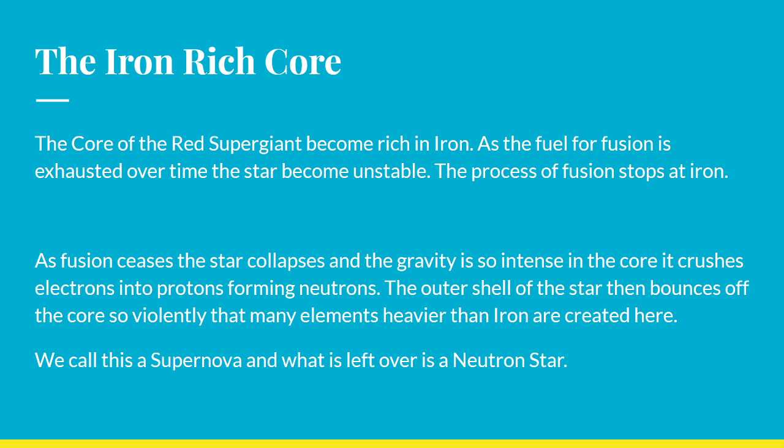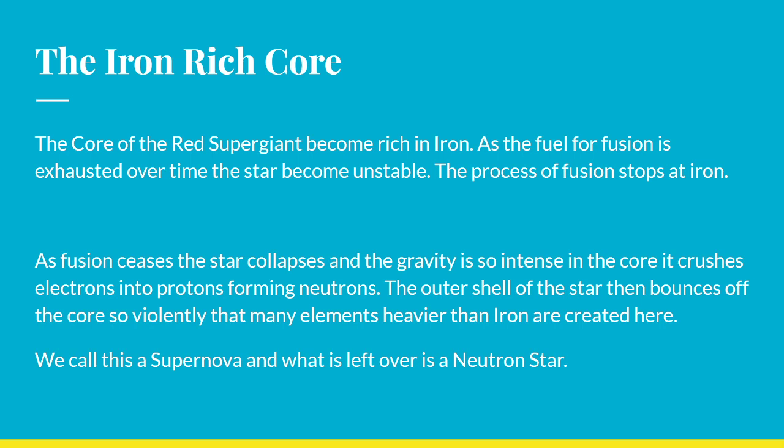And as the fuel for fusion is exhausted over time, as it's fusing all the hydrogen, it's fusing all the helium, it's fusing all the carbon, it's fusing everything up until it gets iron, the star becomes more and more unstable. And the process itself actually stops at iron. You see, a star can't efficiently fuse iron. It's the nature of the elements themselves. Instead of releasing energy to fuse iron, it would have to take up energy, and so it just simply doesn't.